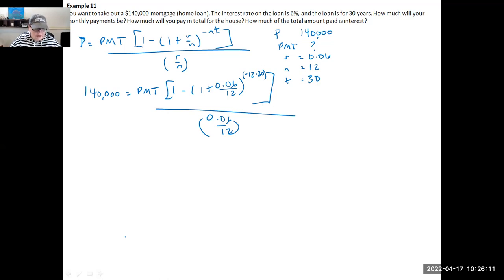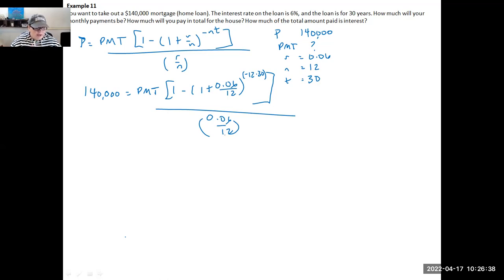times 30, close parenthesis, close another parenthesis, divided by, open parenthesis, 0.06 divided by 12, close parenthesis, and equals. Stop there. You're not done. That's not your payment. That's just the right-hand side. Do not erase this number in the calculator if you have the answer key.